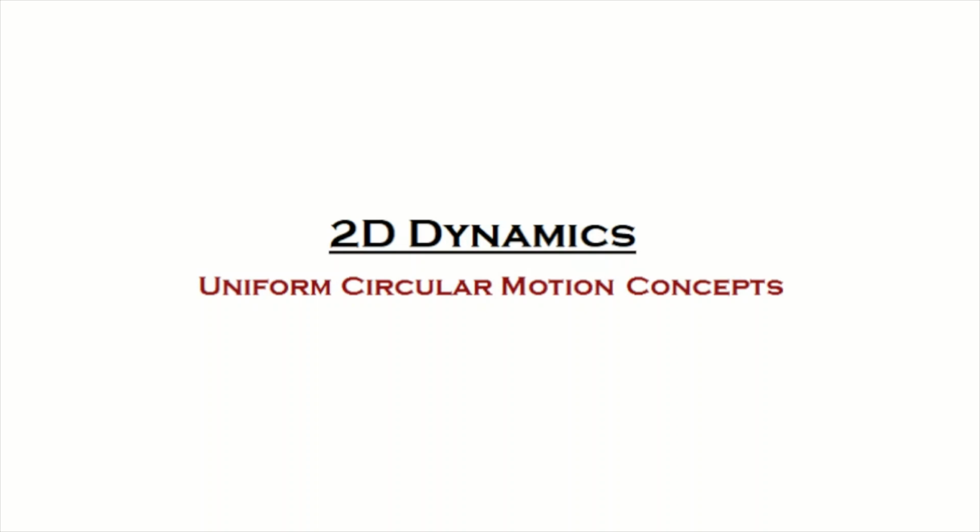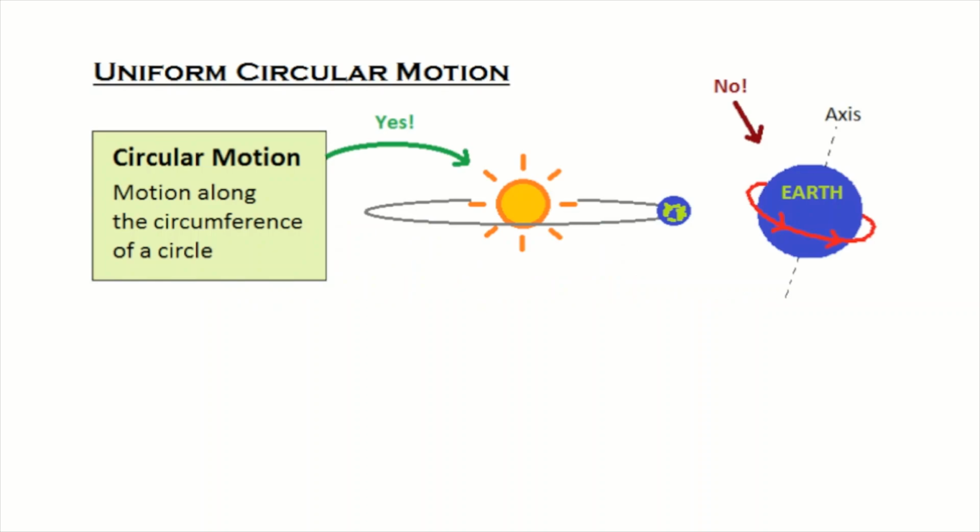In this video, I'm going to focus on the concepts related to uniform circular motion. Let's start by defining the motion. We're looking for something moving along the circumference of a circle. I like the Earth as an example because it's doing two things at the same time. The Earth is moving in a big circle around the Sun. That's the circular motion. It's also spinning on its own axis. That's a rotational motion and is something we'll cover in a future video.